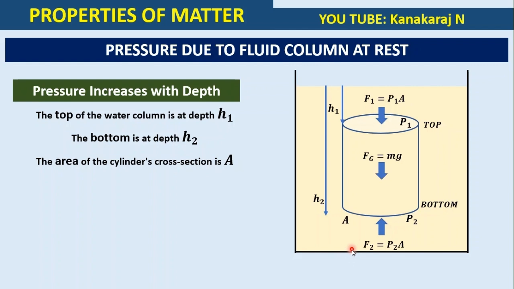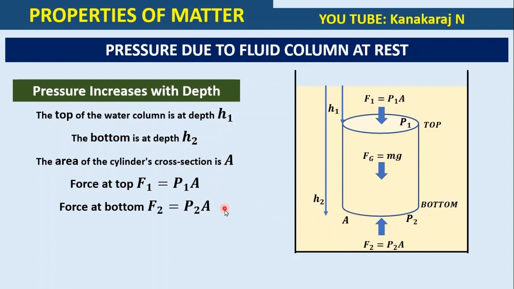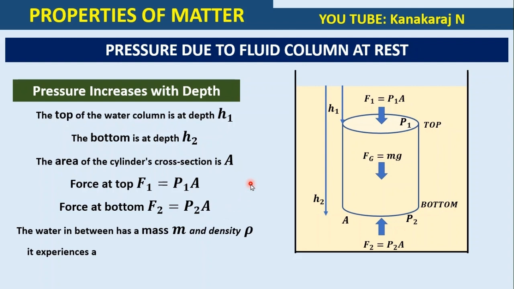Fg equals m times g. Fg is the weight of the water in the cylinder that acts downward. Force at the top, F1 equals P1 times A. Force at the bottom, F2 equals P2 times A. F1 is in the downward direction, F2 is in the upward direction. The water in between has a mass m and density rho. It experiences a downward gravitational force, Fg equals mg.